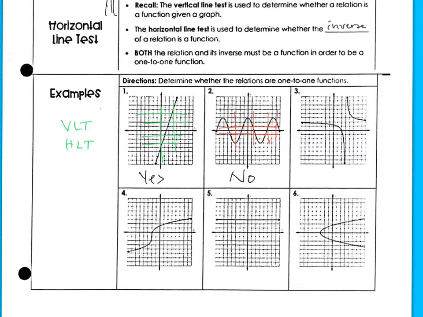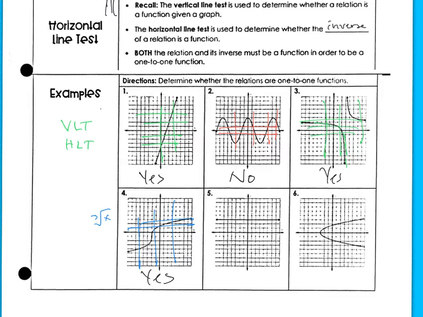So with this one, vertical line test, yes, we're good. Don't trust your graph too much. These are not straight up and down or absolutely horizontal. They do have a kind of a slant. So this one is also yes. This is the cube root graph. This is not one of our parent functions, but that's what it is. Vertical passes, horizontal passes, so this one's also yes.